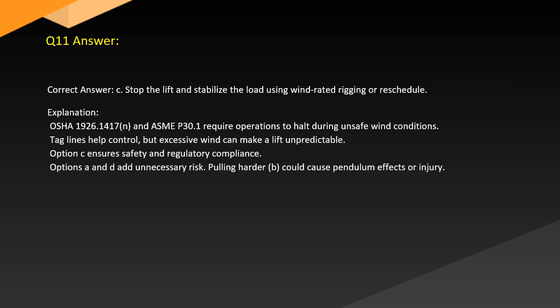Answer. Correct answer: C. Stop the lift and stabilize the load using wind-rated rigging or reschedule. Explanation. OSHA 1926.1417 and SMP.1 require operations to halt during unsafe wind conditions. Taglines help control, but excessive wind can make a lift unpredictable. Option C ensures safety and regulatory compliance. Options A and D add unnecessary risk. Pulling harder, B, could cause pendulum effects or injury.